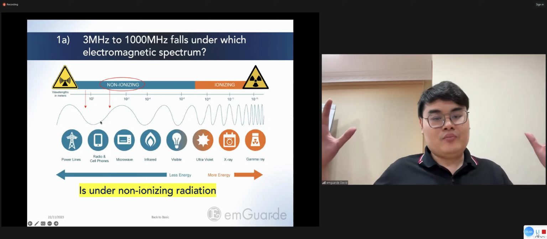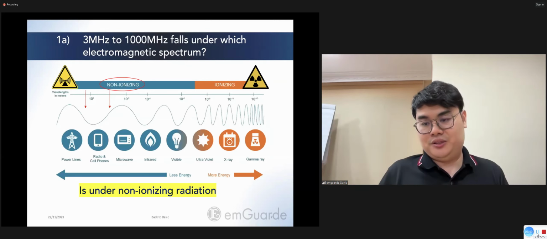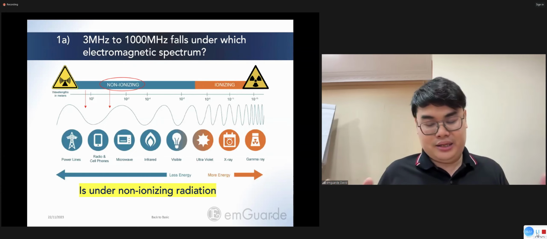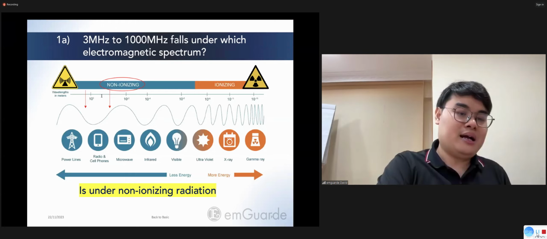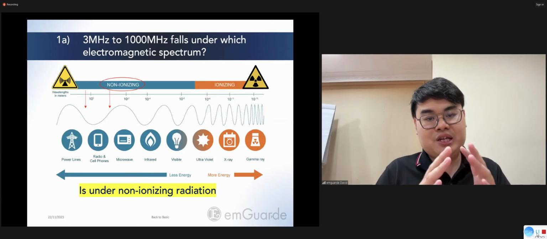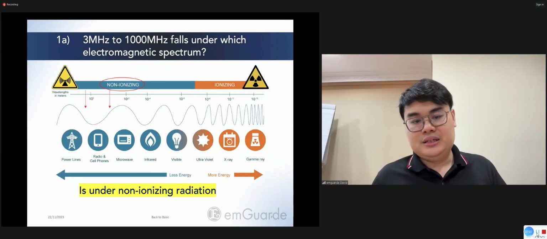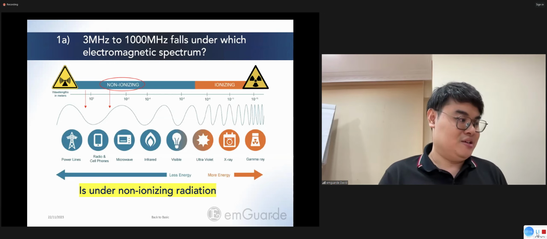Now, to conclude the entire explanation, when people ask you, what is emGuarde's function? emGuarde is built to suppress high-frequency electromagnetic noise radiation between 3 megahertz to 1000 megahertz, and this frequency bandwidth falls under the non-ionizing radiation spectrum. This is the full technical answer for this question.